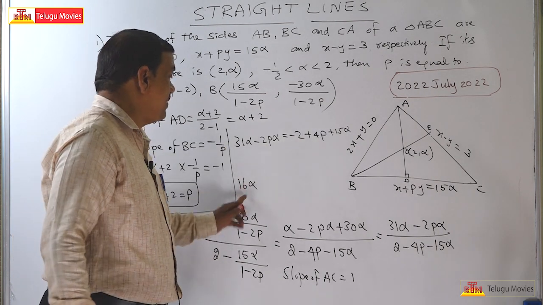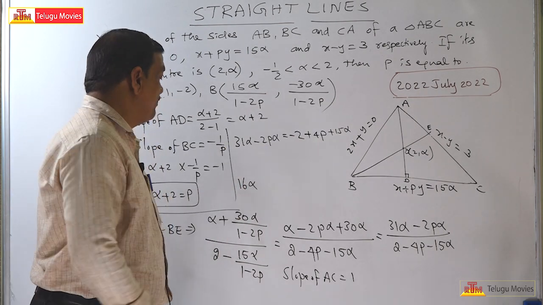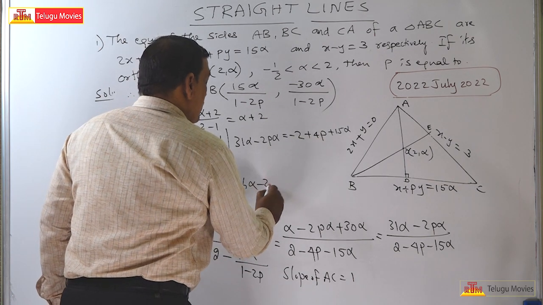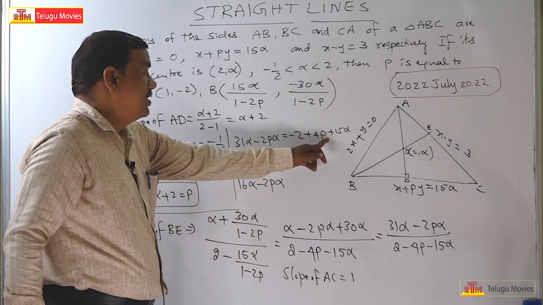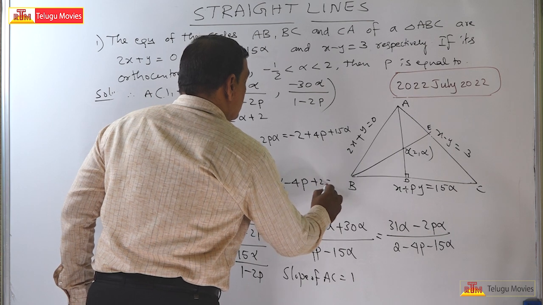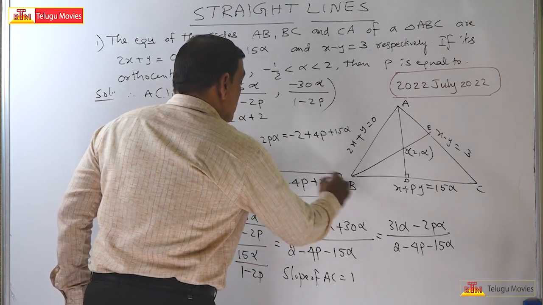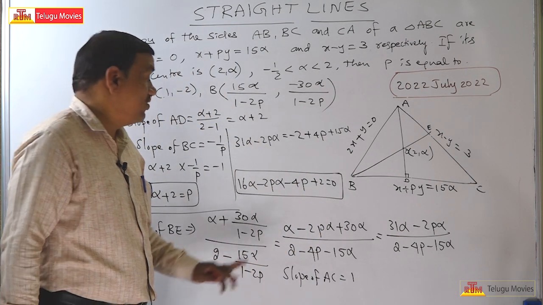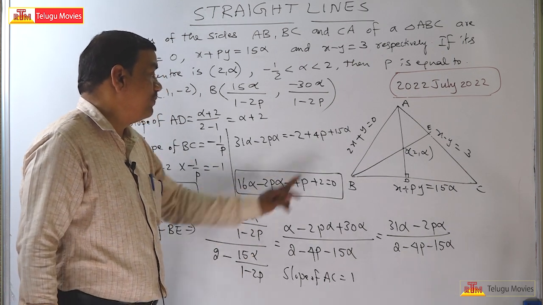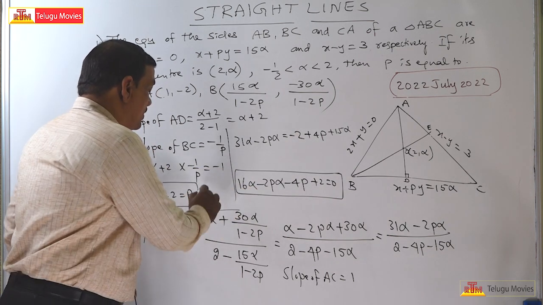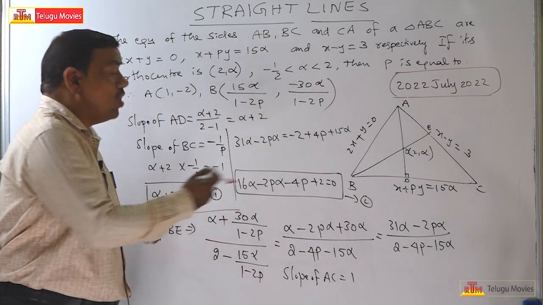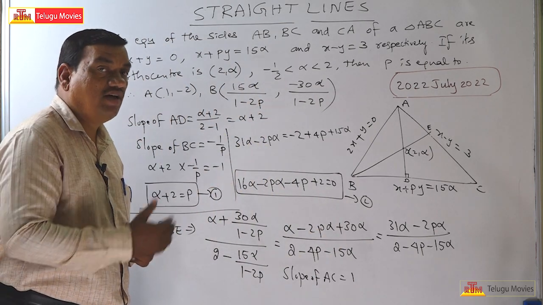So 31 minus 15 is 16 alpha. Take minus 2p alpha, and bring this side also: minus 4p plus 2 is equal to 0. So this is your second equation: 16 alpha minus 2p alpha minus 4p plus 2 is equal to 0. Now call the earlier one equation 1 and this the second equation. Solve these two equations, and you will get the value of p.